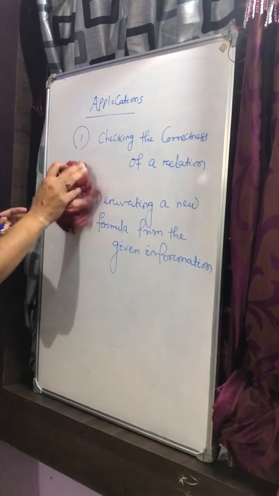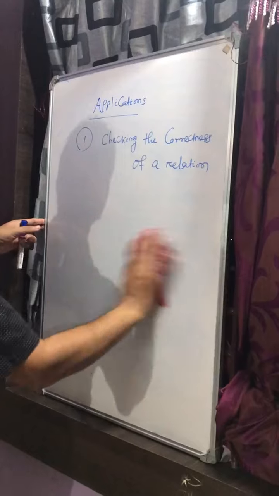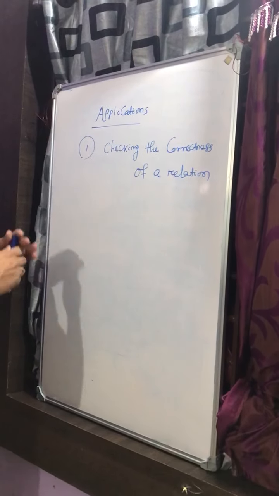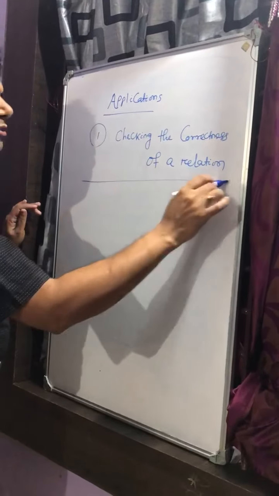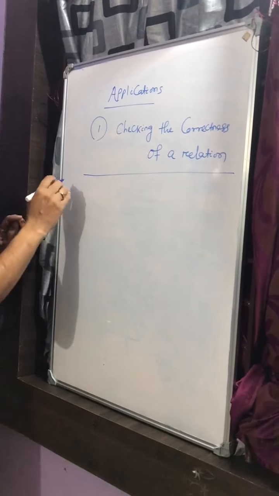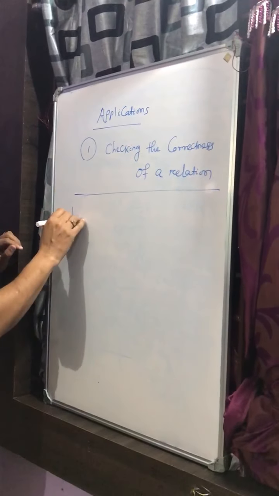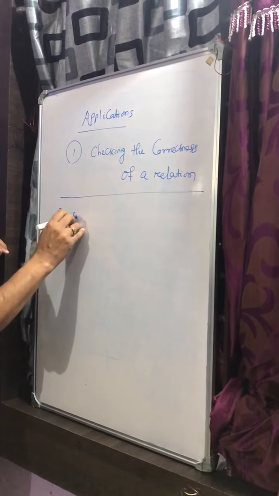Now I will discuss the very first one, which is checking the correctness of a relation. To actually apply this, we have to go for the principle. There is a principle that is followed here. That principle is called the principle of homogeneity.